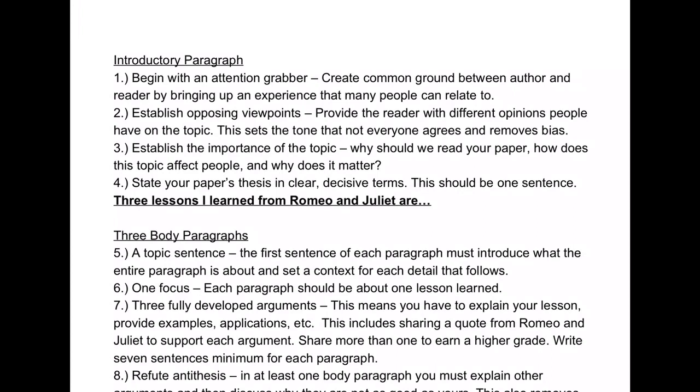So the first thing you should have in an introductory paragraph is an attention grabber. This is something that can create common ground between author and reader by bringing up an experience that many people can relate to. You don't want to necessarily say that Romeo and Juliet is a great play, because that might not be a common experience, something that everyone experiences.